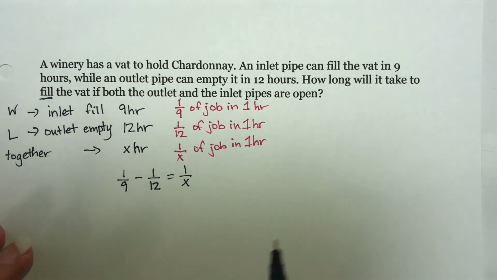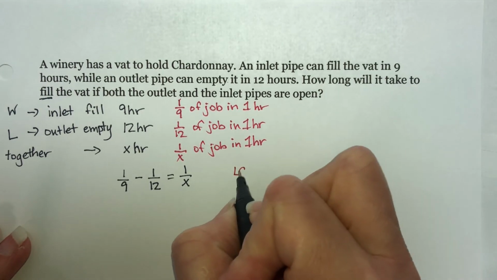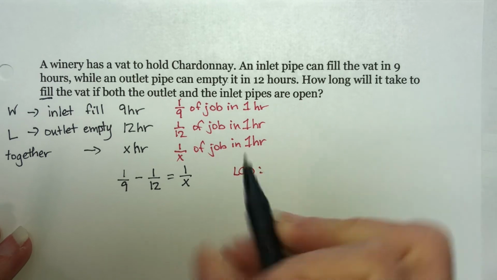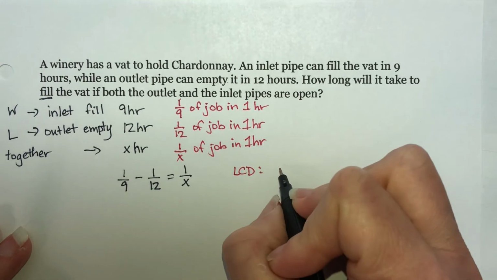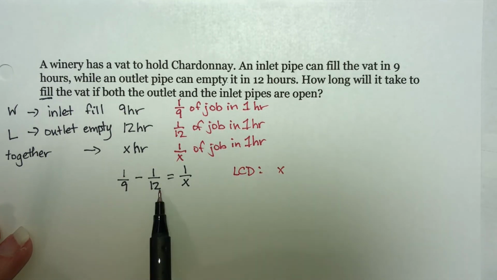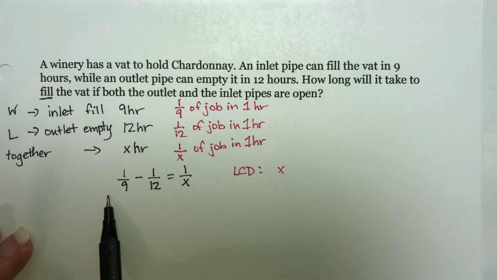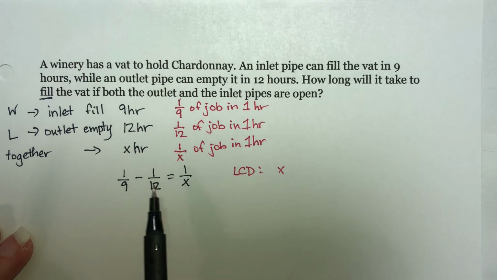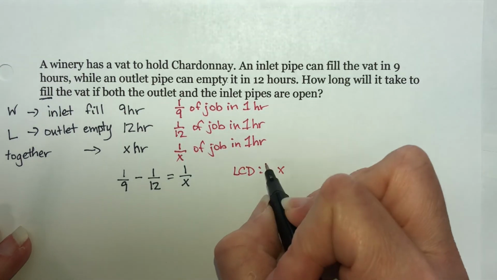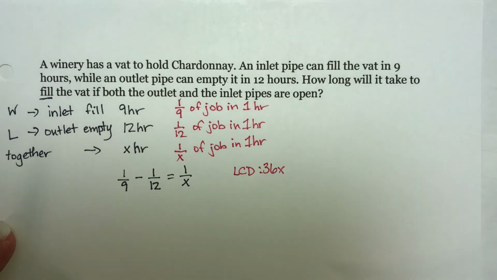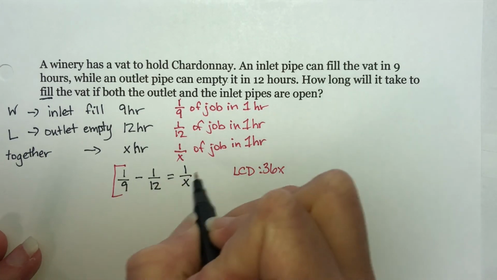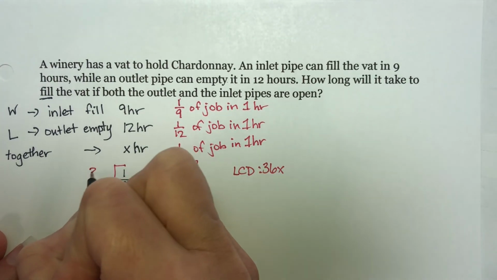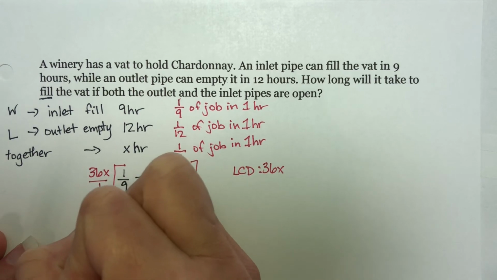So I need to find the least common denominator. And our LCD here is going to be, well, I definitely need an X in it. With 9 and 12, 9 does not divide into 12. Double this, 9 does not go into 24. Multiply this by 3 and I get 36, and 9 does go into 36, so this is 36x. So I'm going to multiply everything here by 36x over 1.